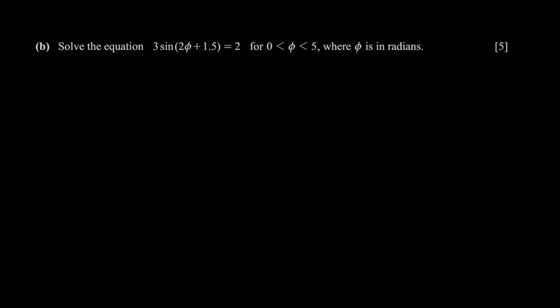All right, then the last question, we want to solve the equation 3 sine 2 phi plus 1.5 is equal to 2 for phi between 0 and 5, where phi is in radians.